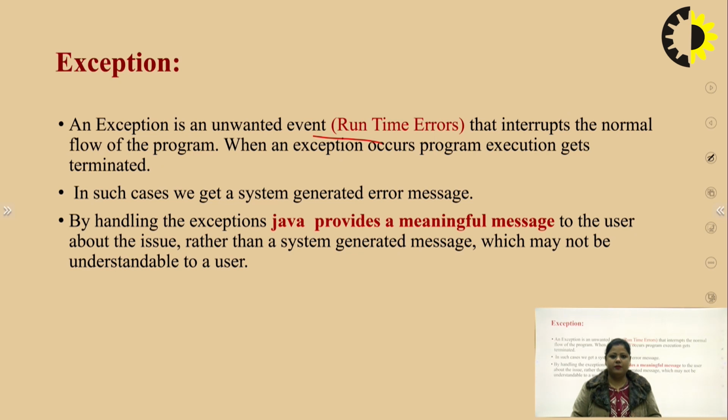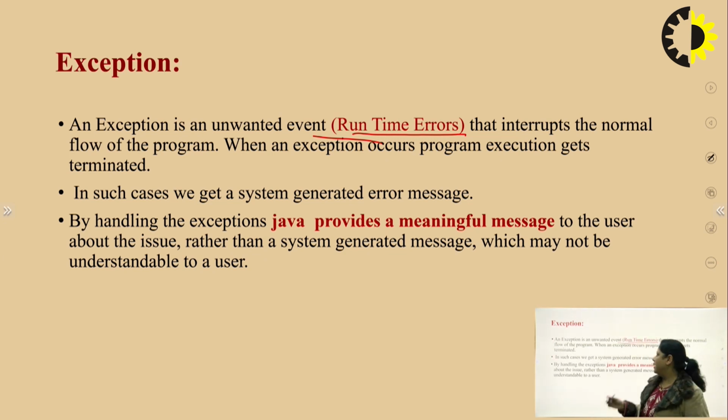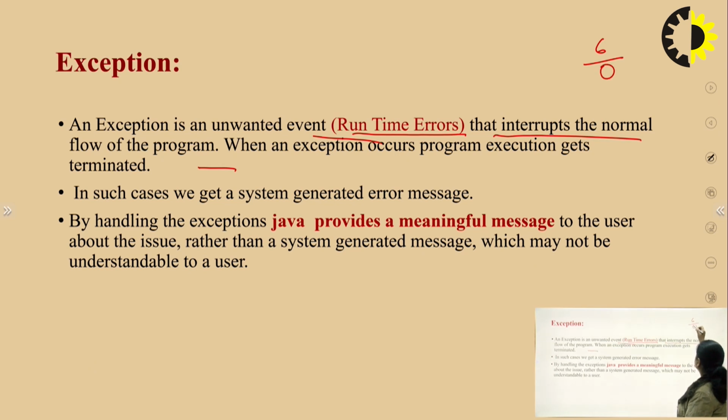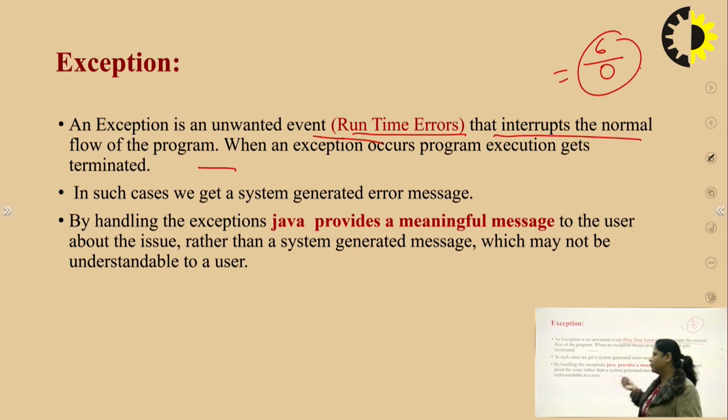which is not detected at compile time. These types of errors are defined as runtime errors, which interrupt the normal flow of the program. For example, 6 divided by 0. What is this? This is not an error, this is an exception, because the answer is infinity. So this type of error is known as an exception.